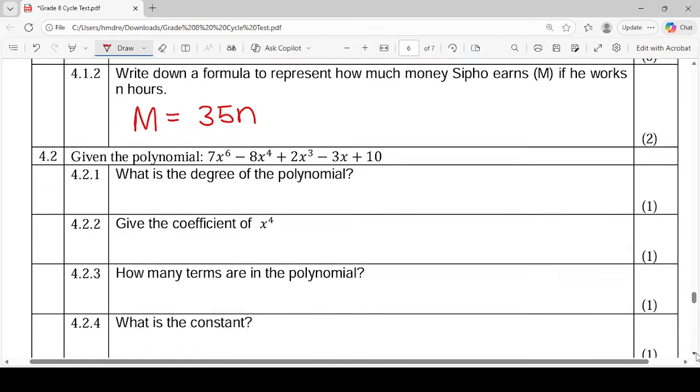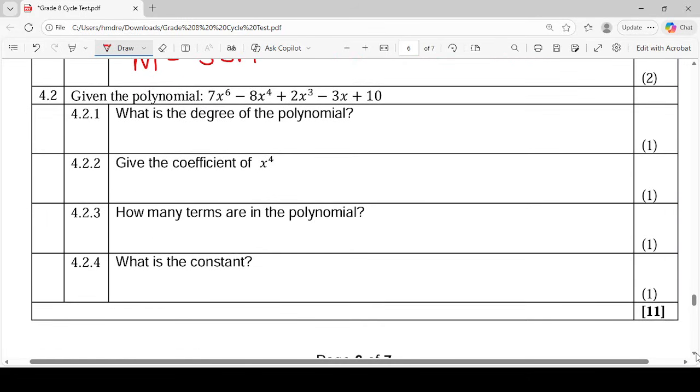4.2. Given this polynomial, what is the degree of the polynomial? So the degree is just the highest power. And we can see the highest power here is x to the 6. So this is 6. Give the coefficient of x4. So they're just asking what number is in front of x4. And that number here is -8. Make sure you include that negative.